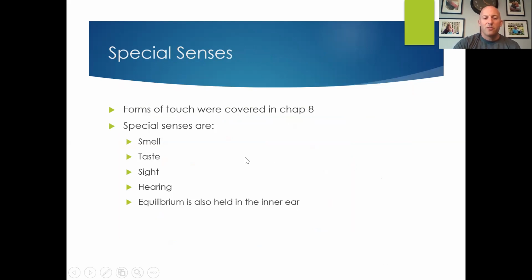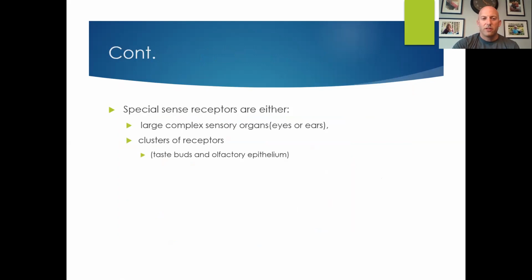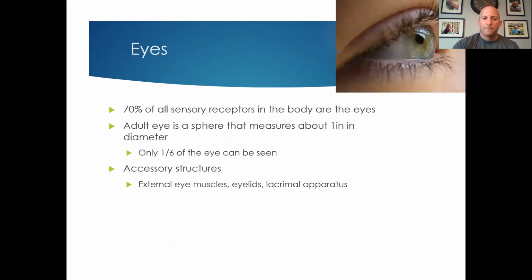Special senses, remember, were things like our smell, taste, sight, hearing, and equilibrium. Touch did not count as a special sense. And we spent a lot of time on each one of those. And they were either large complex sensory organs like our eyes. Remember, 70% of all of our nerve endings were in the eyes, or 70% of the brain focusing on the nerves. Or they were clusters of receptors like our taste buds and the olfactory.